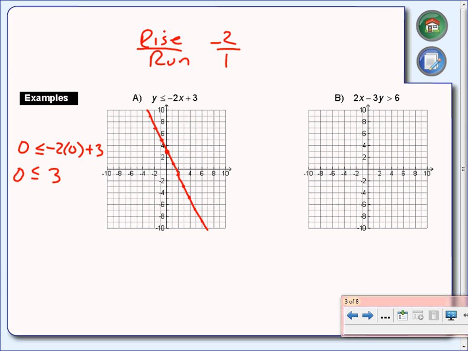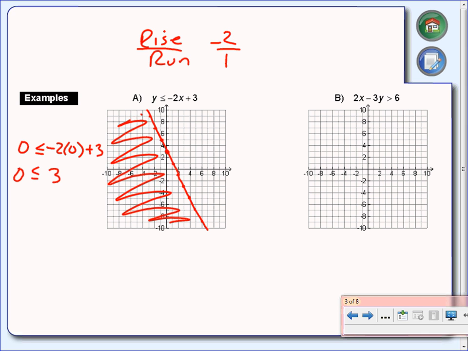And because we have a true statement, this is the side we're going to be shading, the side that has the origin. So this is the side we're shading, because we ended up with a true statement. Of course, if it was a false statement, rather than shading that side, we would shade the other. So this is the graph of this inequality. This is one way we can determine which side is shaded.